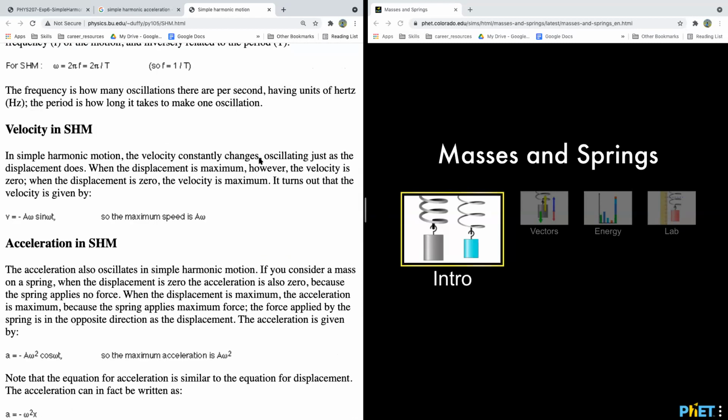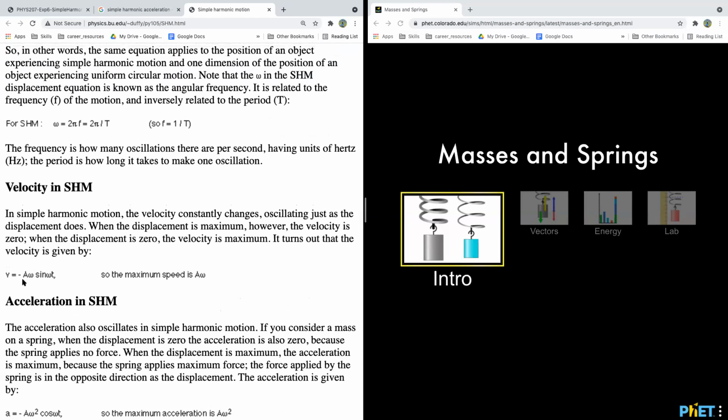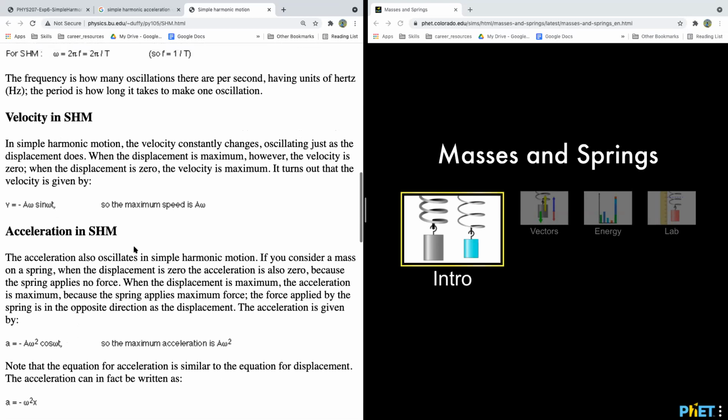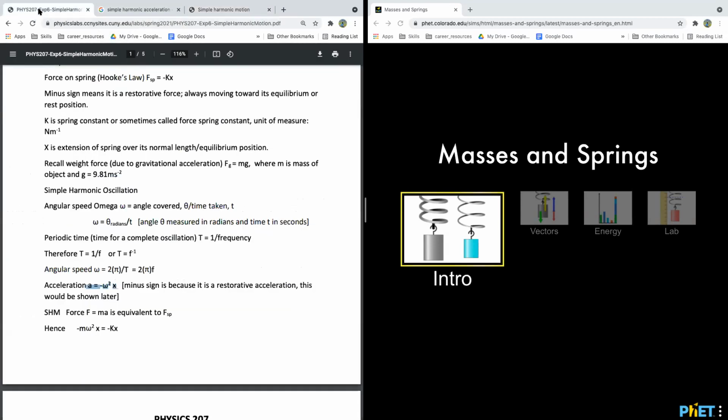So you have the velocity, minus a omega sin omega t, and then you do the acceleration. You do the mass for acceleration, which takes the omega one more time, and then you get a omega square cosine theta. But this is for a ball rotating in a circle.